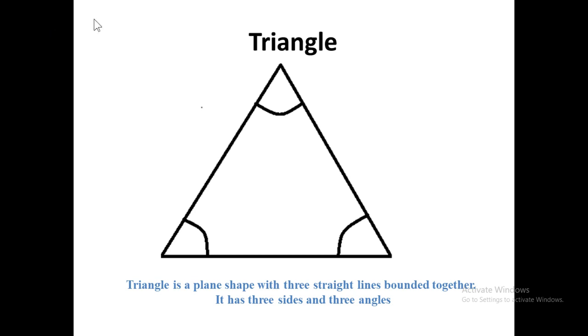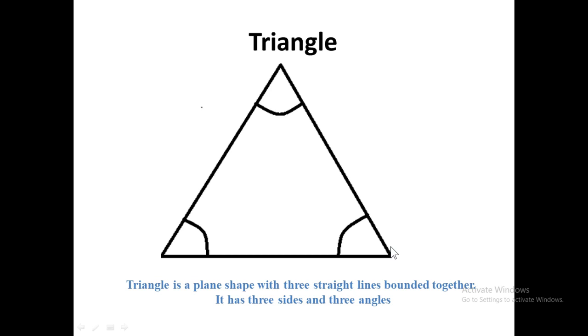As you can see on the screen right now, you're having a triangle. Of course, a triangle is one of the plane shapes that we have. It's a plane shape because it's a two-dimensional shape. So a triangle is a plane shape with three straight lines bounded together. You can see this is a straight line, another straight line, another straight line. But what happened to all the straight lines? They are joined together. That's what we mean by bounded together. So these three straight lines are bounded together. That's what makes up a triangle.